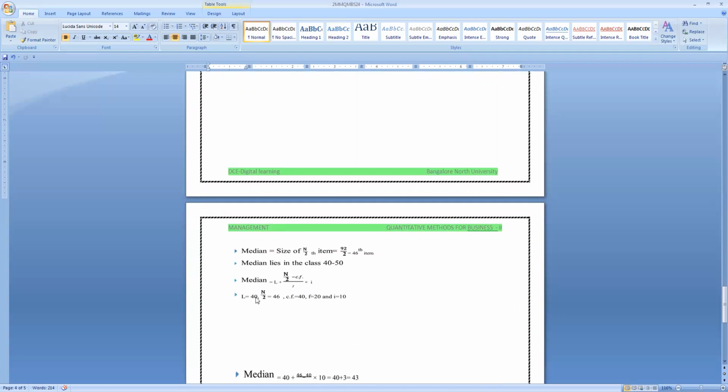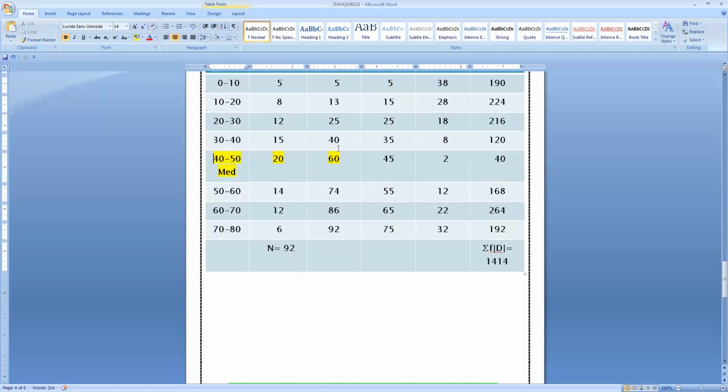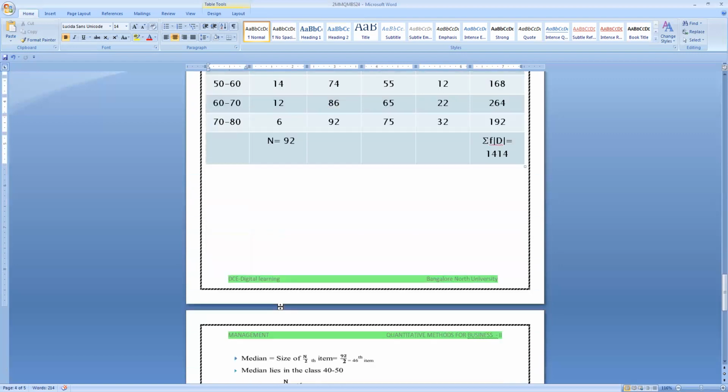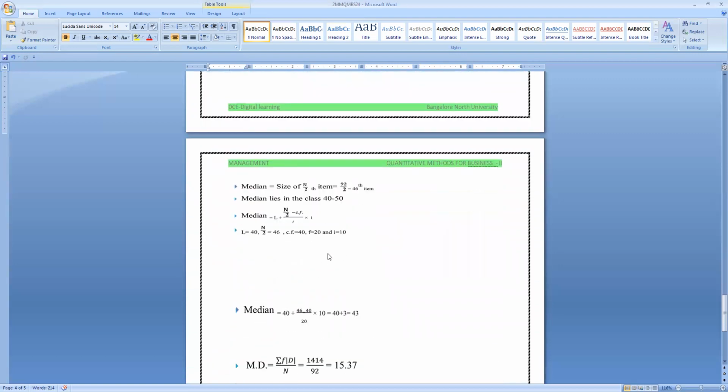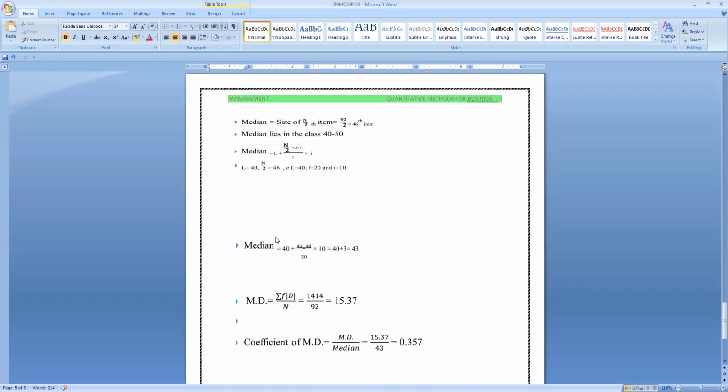So lower limit is 40, n by 2 is 46, CF preceding the class interval is 40, and the simple frequency is 20. The width of the class interval is 10. Therefore, median is 40 plus 46 minus 40 by 20 into 10, which is 3. So 40 plus 3 becomes 43. This is the value of median.